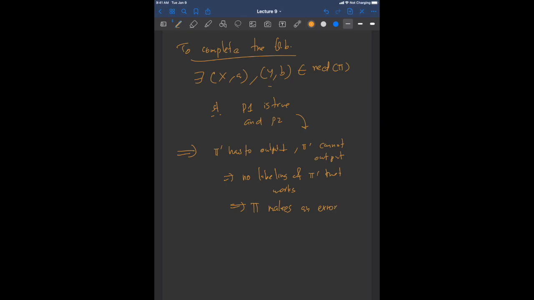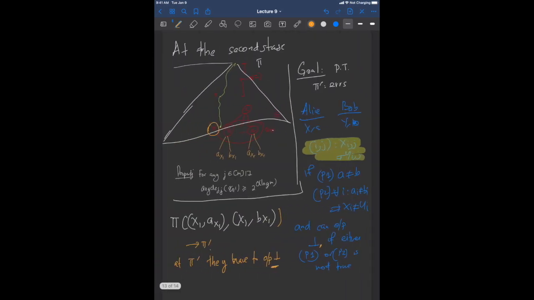So to complete the lower bound, now it's enough to show an input xa and yb in the rectangle of pi dash where promise 1 is true and promise 2 is true. Just to recall, promise 1 says that the matrices are different, and promise 2 says that ai bi are different. Okay, so how are we going to do this?